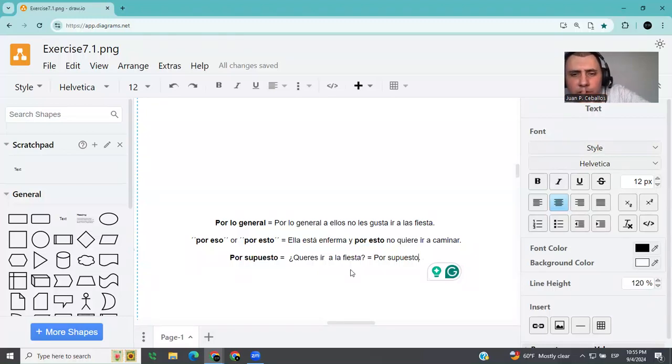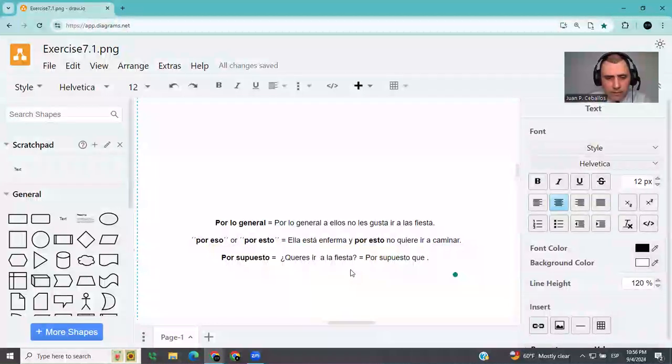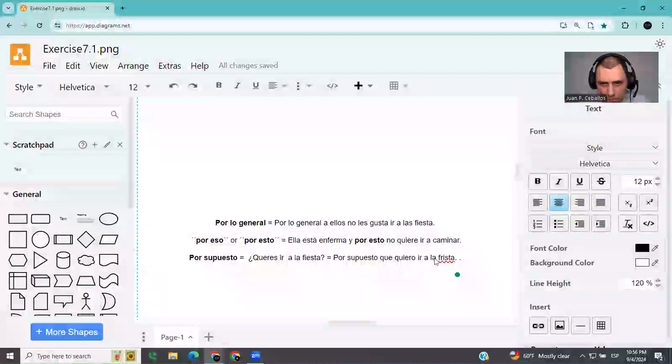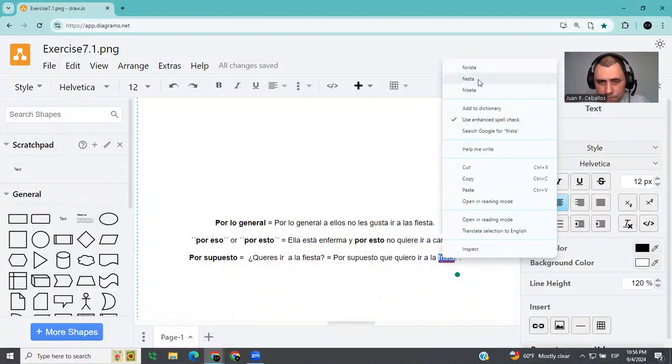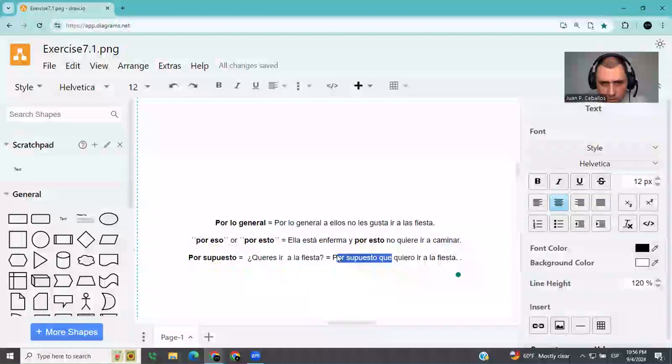Now, but what if you want to say, of course, I want to go to the party? So you want to say, of course, that I want to go, then the expression changes a little bit. It wouldn't be just por supuesto, it would be por supuesto que, then you complete the sentence. Quiero ir a la fiesta. Yeah. So it changes to this.